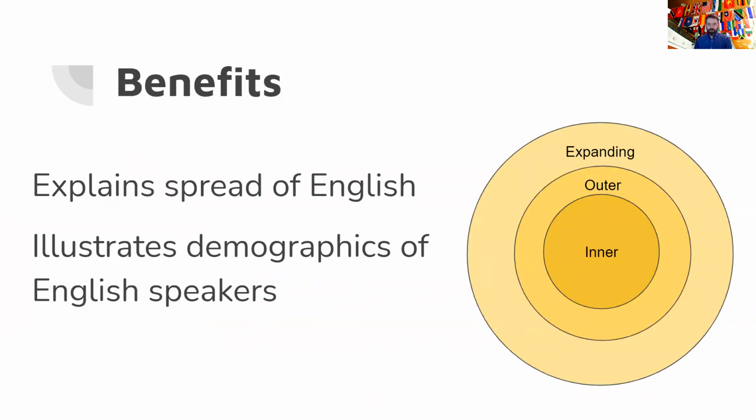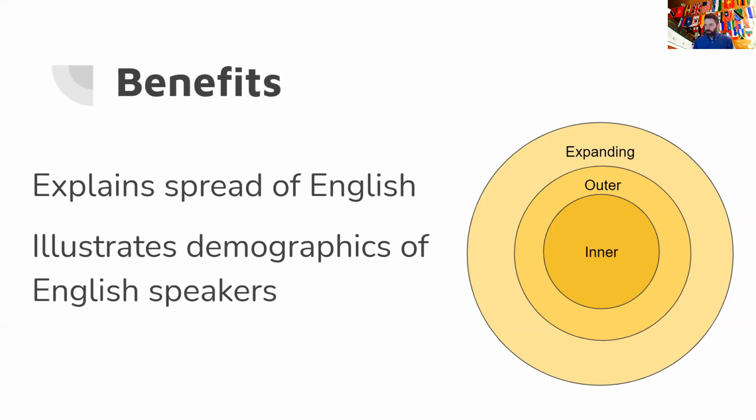So some of the benefits of this model is that it helps explain the spread of English. Something is developed as official English in the inner circle, and then it can spread to the outer circle, and that has an influence then on this expanding circle.